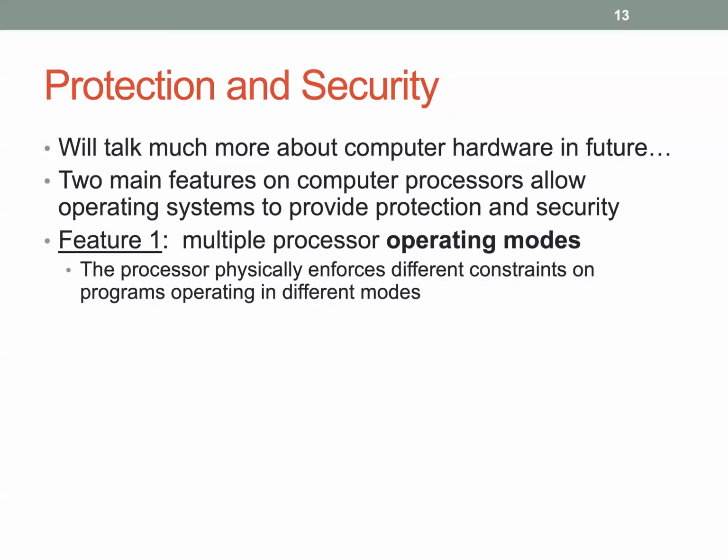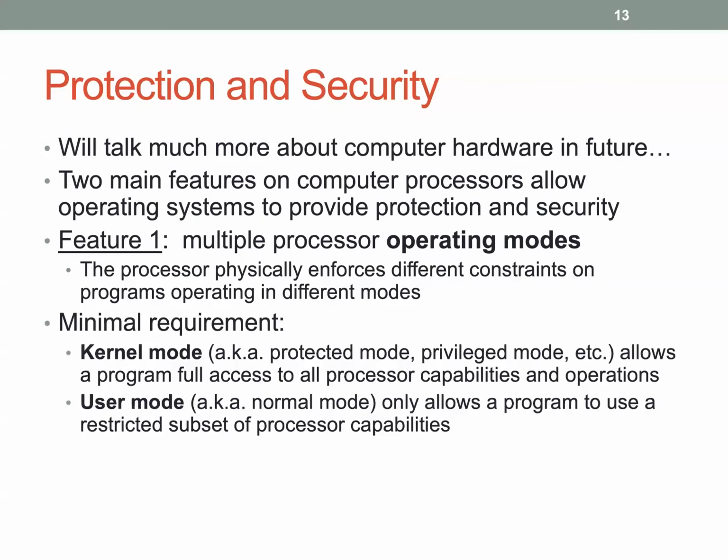There turns out to be 3, but we'll talk about 2 right now. The first one is having multiple operating modes. As I say on the slide, the processor has different modes of execution that are physically constraining to the programs running on the processor. You cannot violate them, or if you can, then the processor has a major security defect. So we'll just assume for the sake of sanity that you cannot violate these constraints through software.